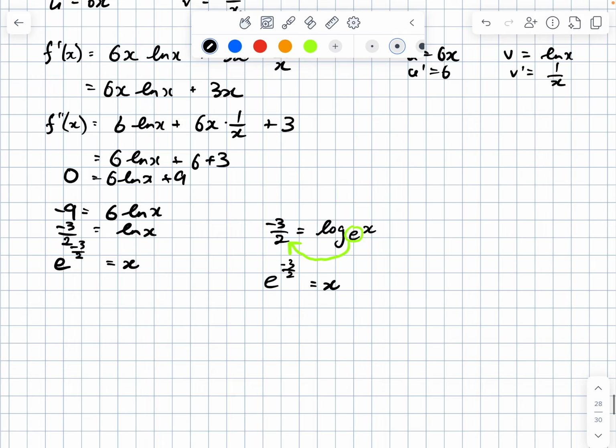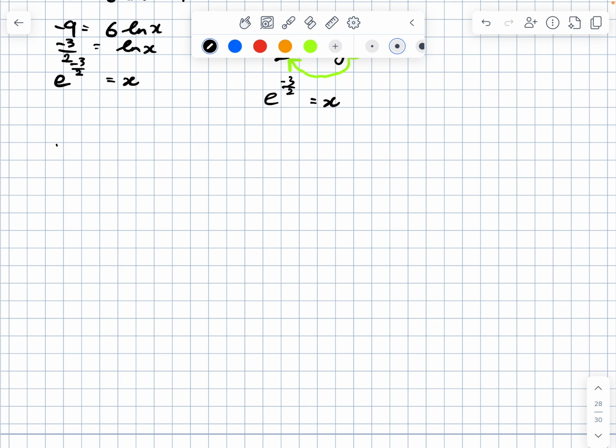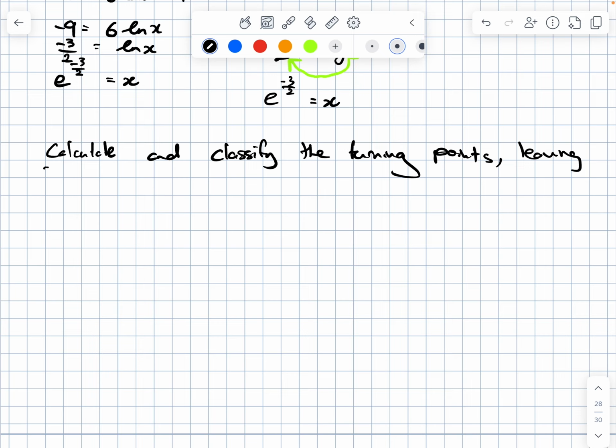A couple more examples. Calculate and classify the turning points, leaving your answer in exact form, of y equals x e to the power of x.